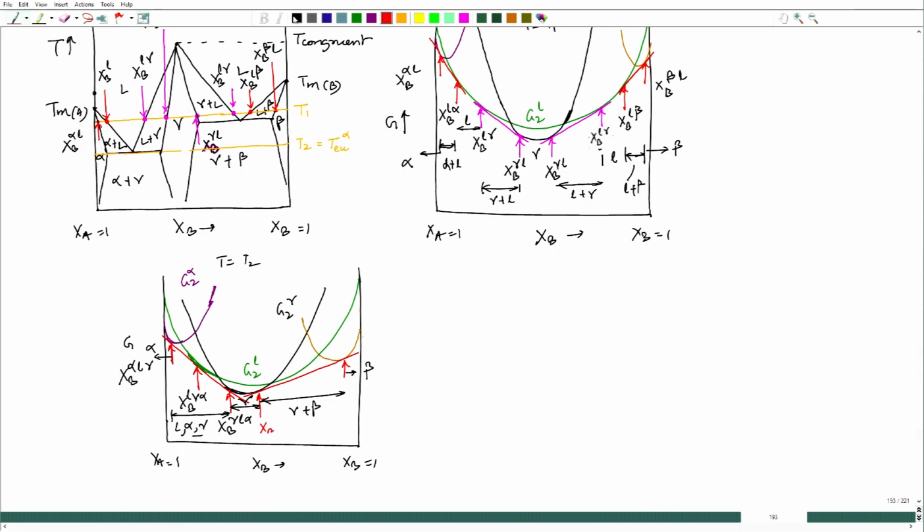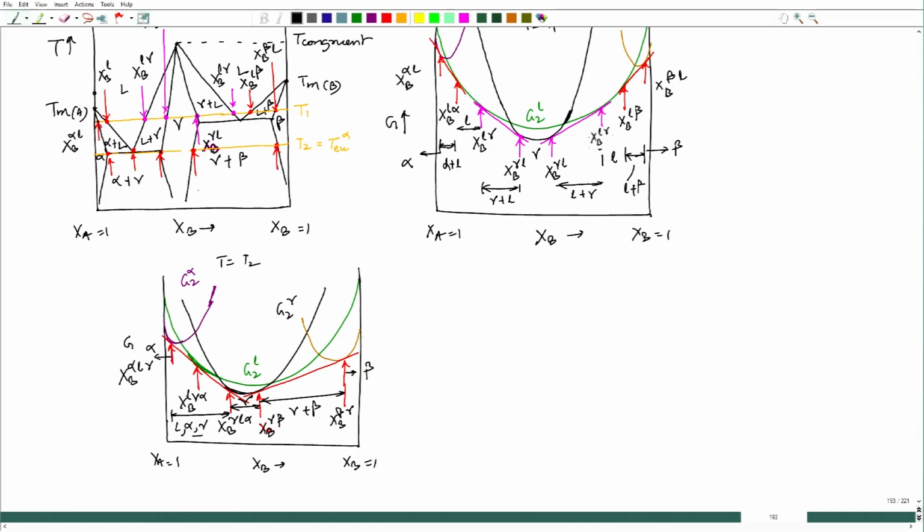So, this is XB gamma in equilibrium with beta, and this composition is XB beta in equilibrium with gamma. So, what are those points? One point is this one, another point is this one, this is another point, here is one point and here is one point.